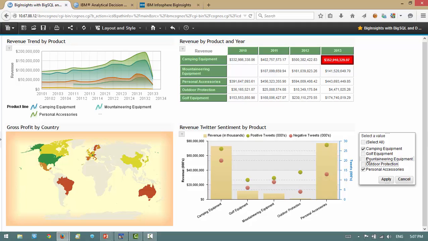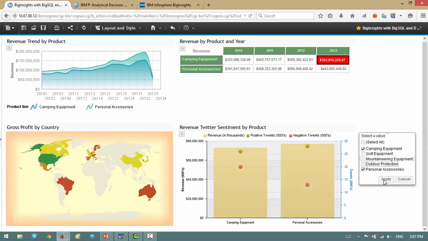And for our purposes, we're interested in comparing the two top revenue producing product lines. So we'll go ahead and filter on camping equipment and personal accessories. And you notice that the entire dashboard refreshes for those two product lines. Two things stand out to me right away, and that is camping equipment is not only underperforming in terms of revenue, but it also has the highest number of negative tweets. But today we will go beyond this dashboard, which is a domain of descriptive analytics or business intelligence.